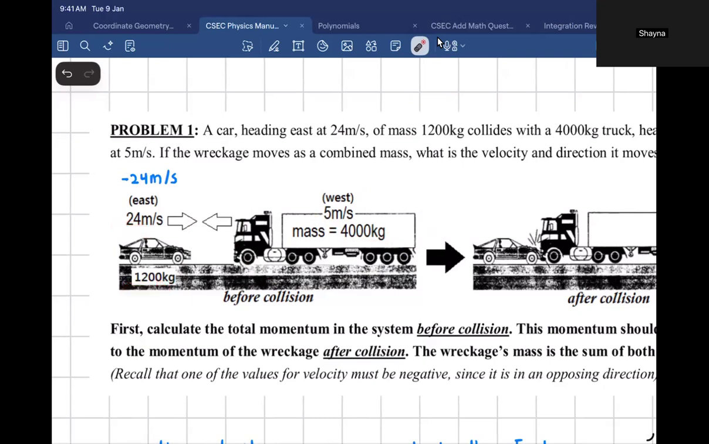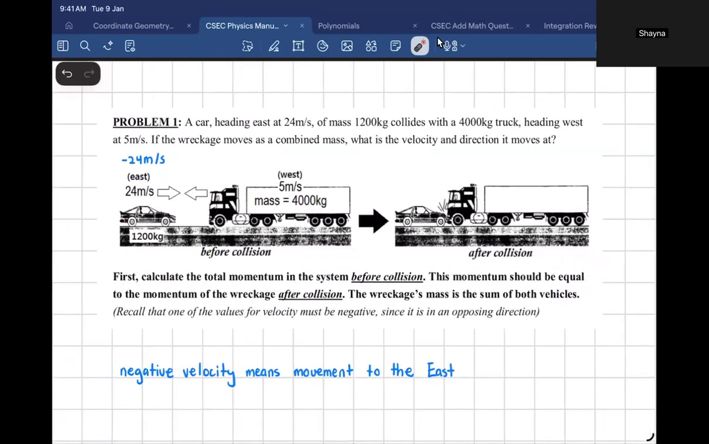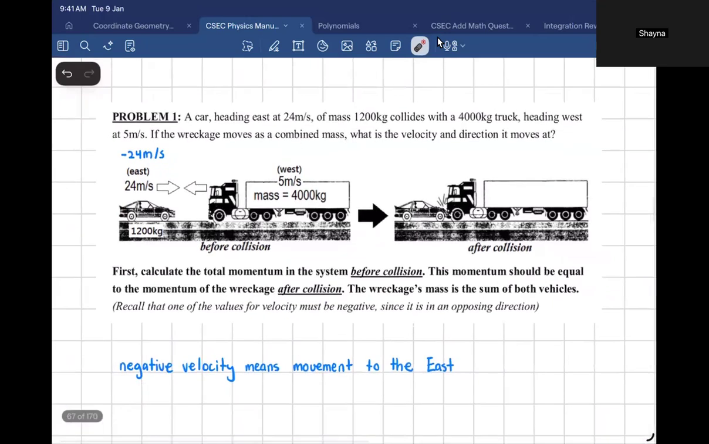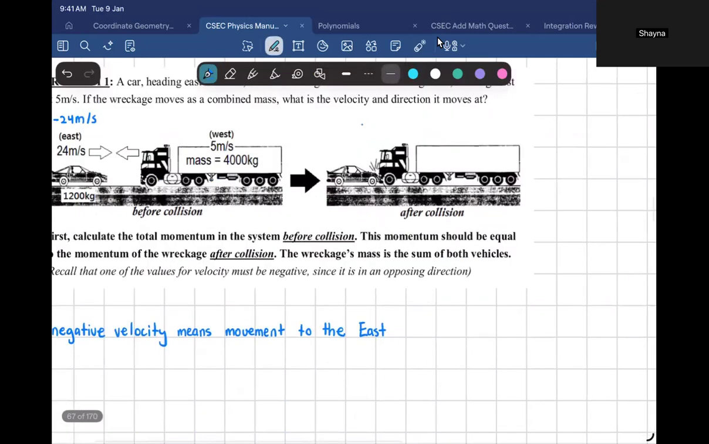Okay, right? So it looks as though what's going to happen is this small car is going faster, so in the end, the two bodies are going to be moving in this direction, right? But some of the velocity will be lost. So it will be moving at a lesser velocity than 24 because it would have had to overcome inertia, right? Yes, sir. So that's what we're expecting. We should get a negative velocity. The final answer should be moving to the east.